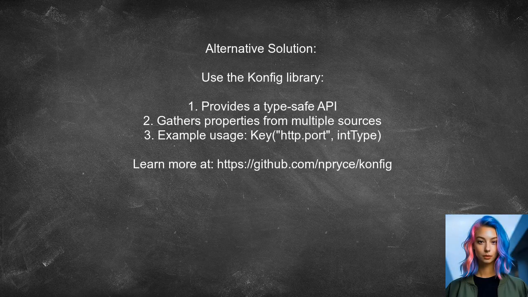An alternative approach to reading environment variables in Kotlin is to use the config library. This library offers a type-safe configuration API that can gather properties from various sources, including environment variables.